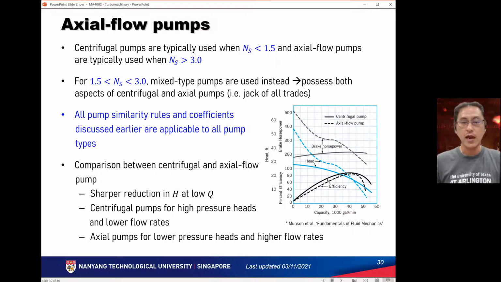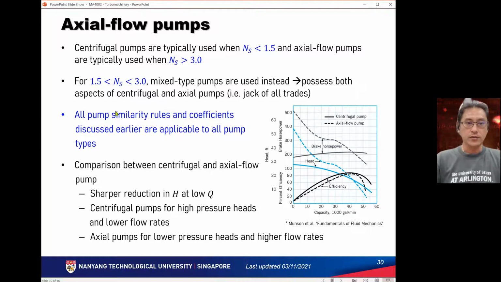Now, there's no hard and fast rule that you can't use, let's say, a centrifugal pump when the specific speed is 2. It's just that you may not be using it at its most efficient. So this is just a general guide. It's not a hard and fast rule.